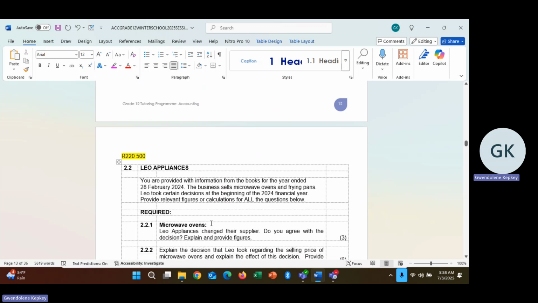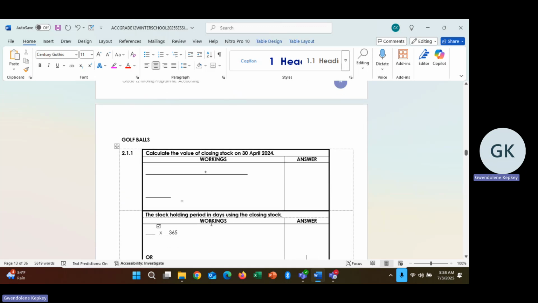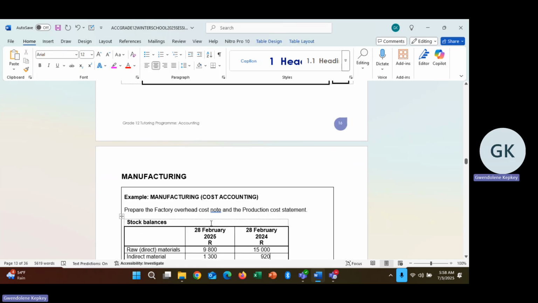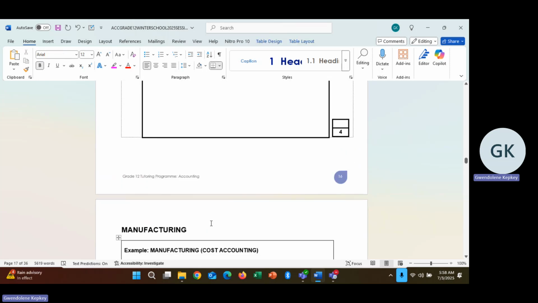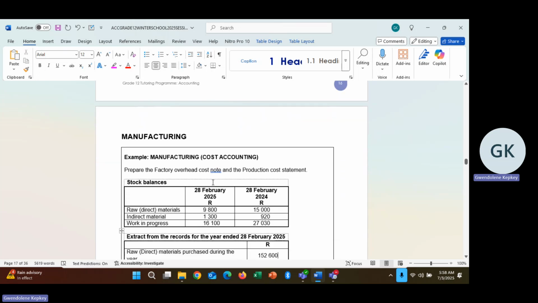So there's more questions. You can now take your time and work through those specific questions. For now, we need to move on to manufacturing. We have covered inventory valuation, the three methods: FIFO, weighted average, and specific identification, and we've done calculations on each of them. I hope you have rectified that error that we had in the specific identification method.